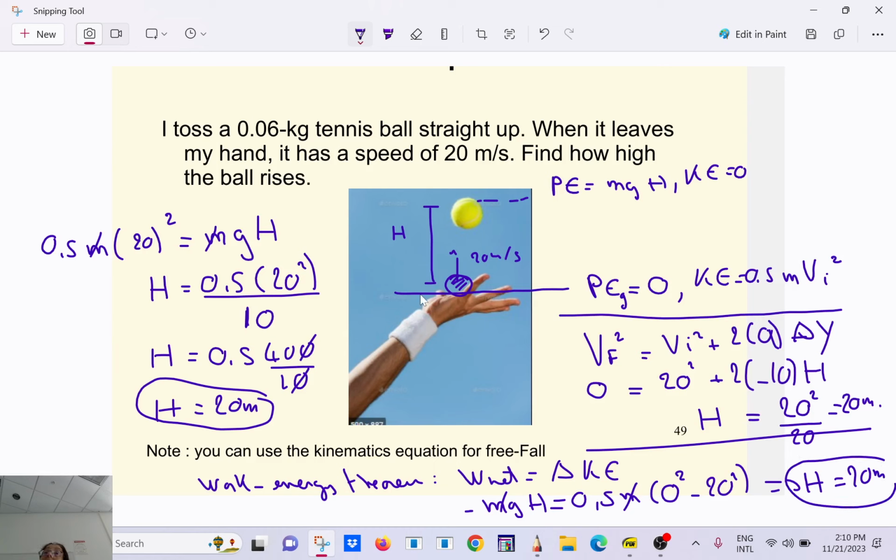Okay, so you have three ways to get the same thing. Remember that the change in kinetic energy is 0.5 m times a parenthesis, final velocity squared minus initial velocity squared. So for any science that you are taking, remember, a change means final minus initial.